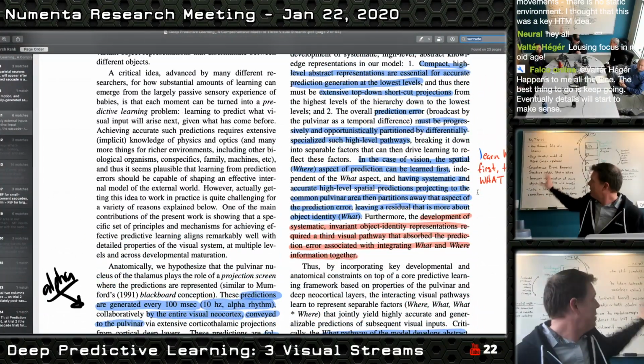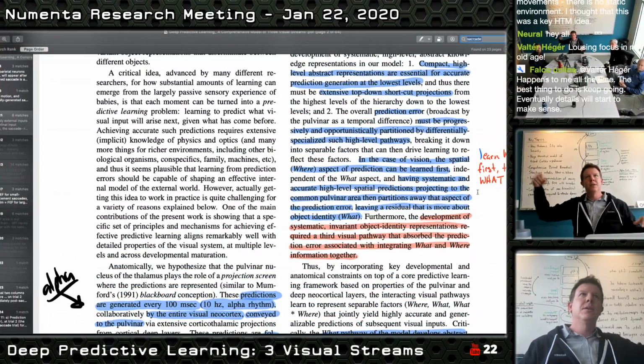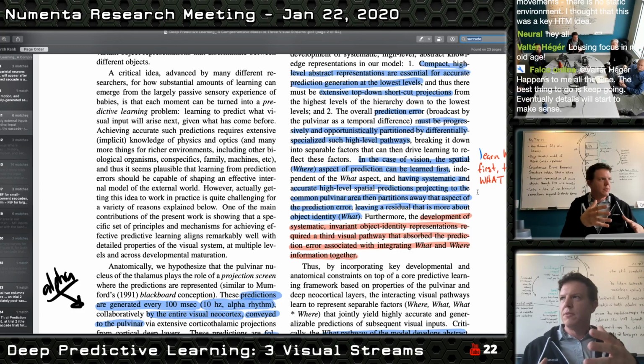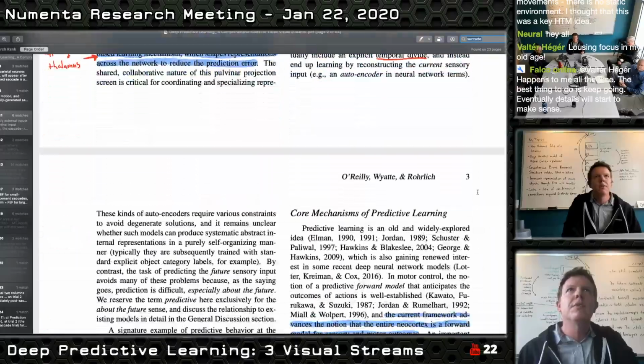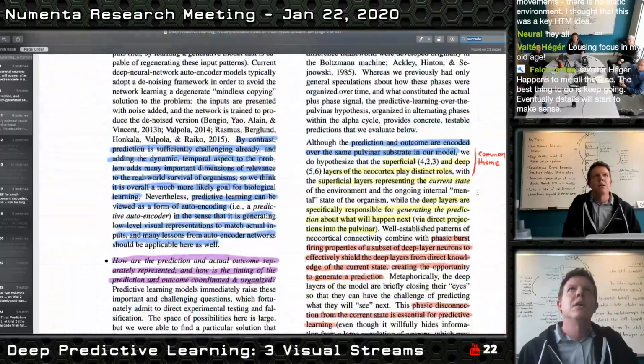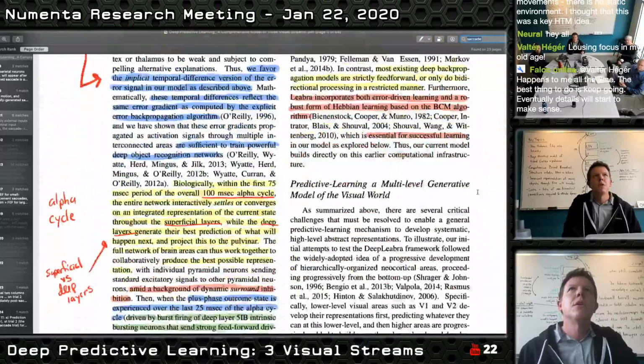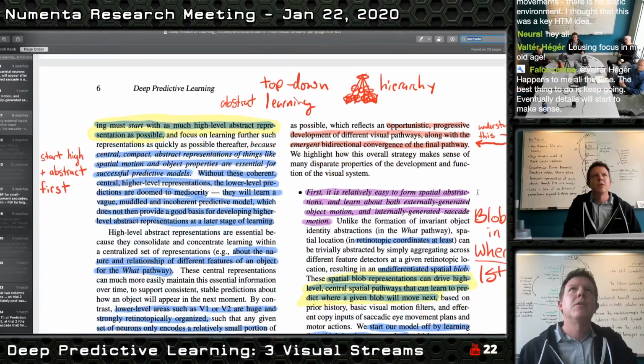Okay, so one of the things about what and where that I haven't figured out yet is that for this model to resolve the invariant representations, it does it in a top-down fashion. I've got some notes on this. There we go, top-down learning.